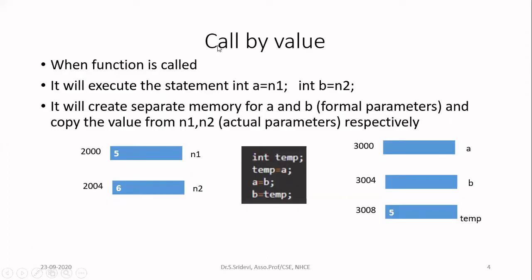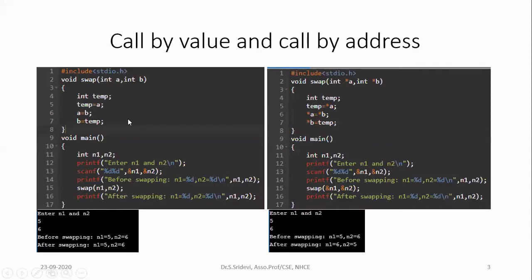Here, this approach is called call by value. What is the meaning of call by value? When I call the function from line number 15 in the previous slide, it will go to line number 2. What will happen in that case is, in line number 15, you are using n1 comma n2 as arguments to swap.